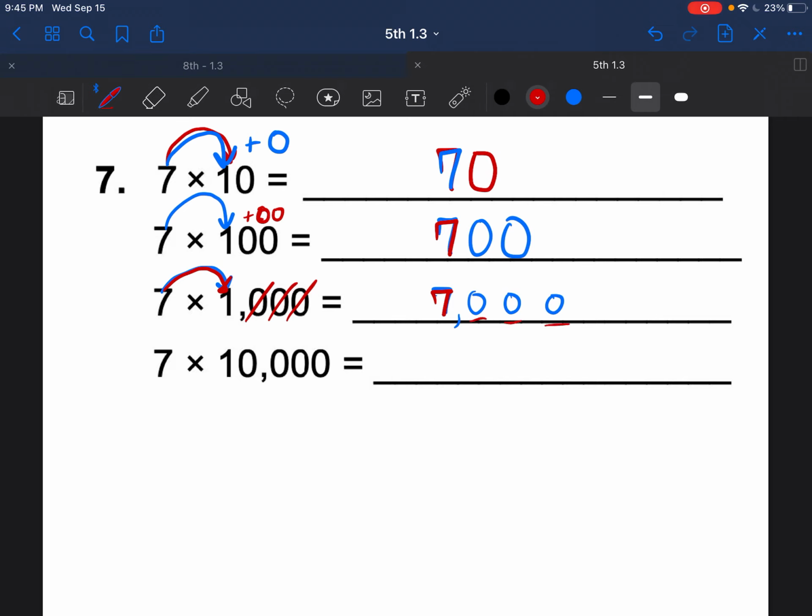What is 7 times 10,000? 7 times 1 is 7, and then I have to add 4 zeros. 1, 2, 3, 4. What do you guys notice? Every time we multiplied by a bigger number with zeros, we added another 0. So let's try the next one.